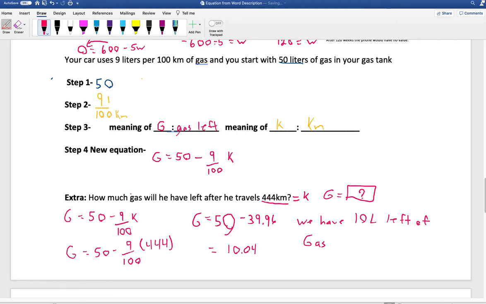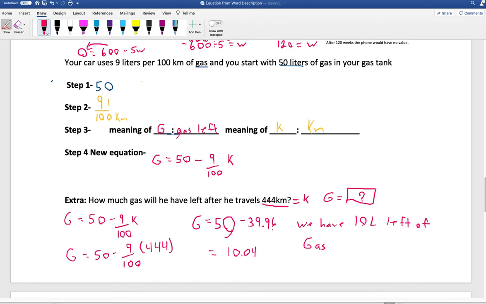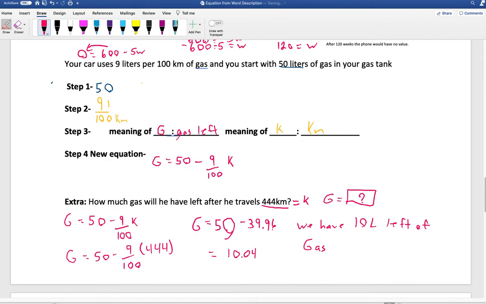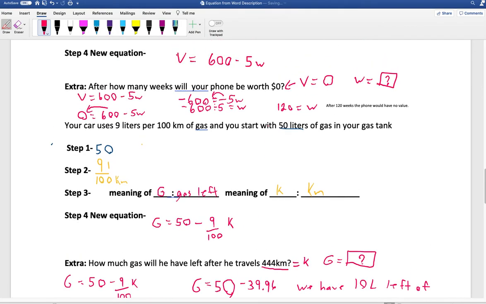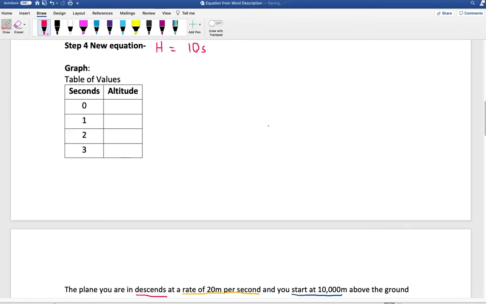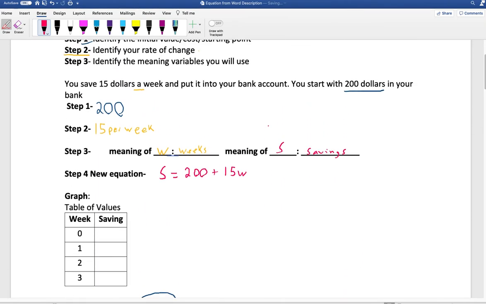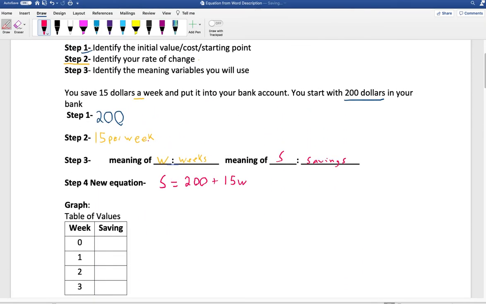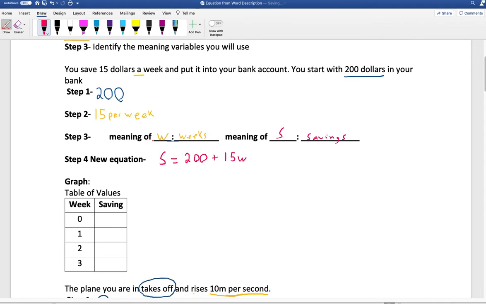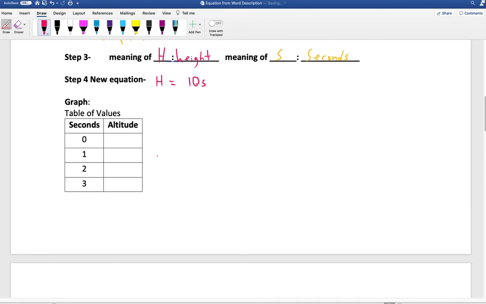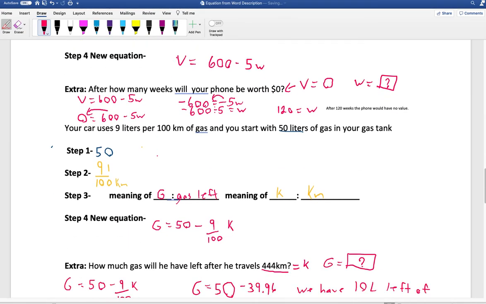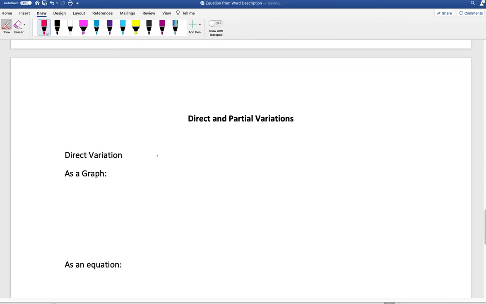So there's a quick rundown about how to write an equation from a word description. So you're kind of looking for initial value. You're looking for a rate of change. I just realized on this sheet I didn't write out what kind of equation I wanted you to write. So on your homework, I'll have it clearly written.